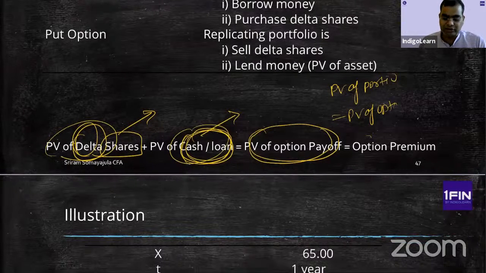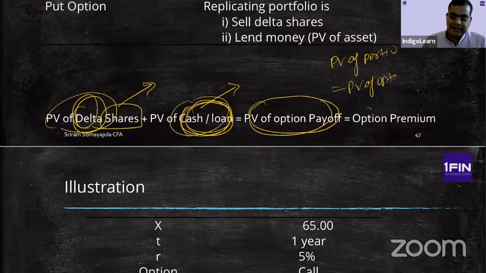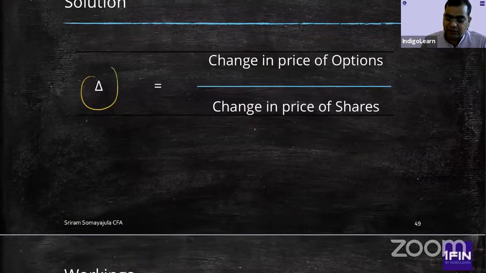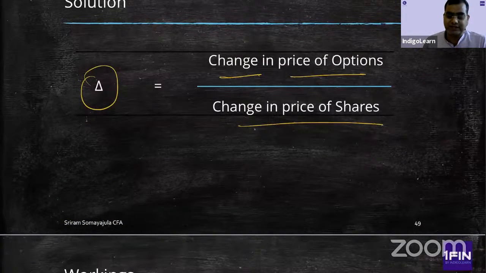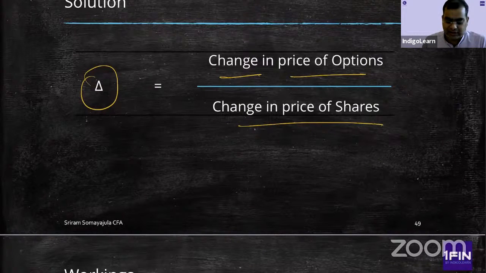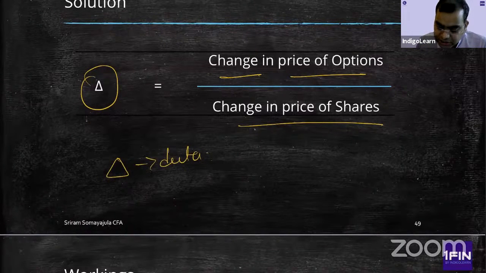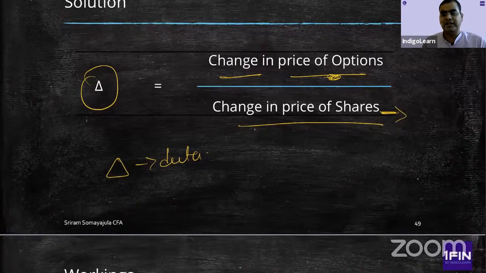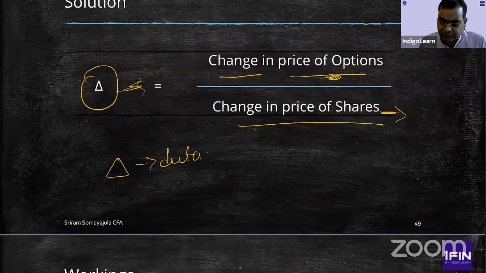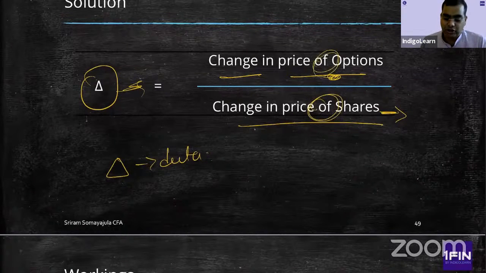But before that, I want to tell you one thing. What is delta? Delta is the change in the price of the option by the change in the price of shares. You would have heard of this delta in economics, and elsewhere also. Delta means small change. What is the small change in the price of the option because of a change in the price of shares? This is a ratio that is very vigorously and constantly tracked in the option market. So what is the impact of the price of shares on the price of the option? That is the ratio.